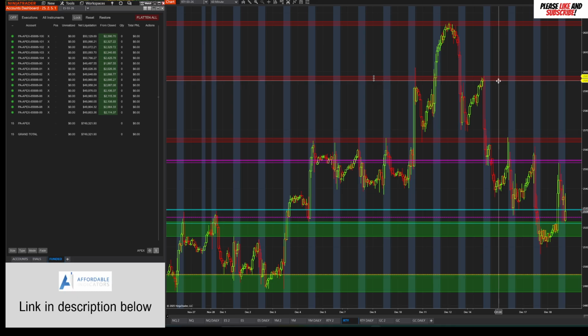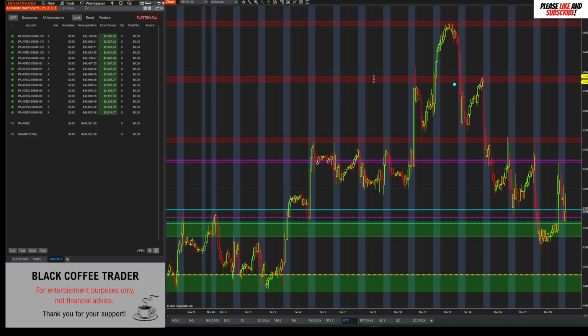Right there at that daily high. And I'm also going to take this little intraday high right here. So I'm paying attention to that little intraday high, and I'm paying attention to this high. This is my area of interest if price comes back to that level.